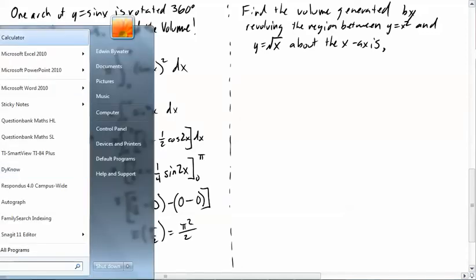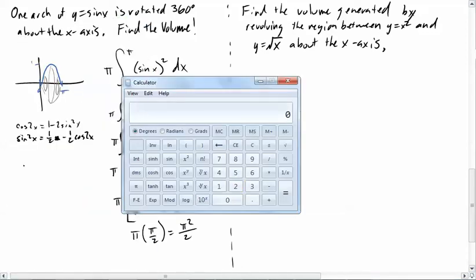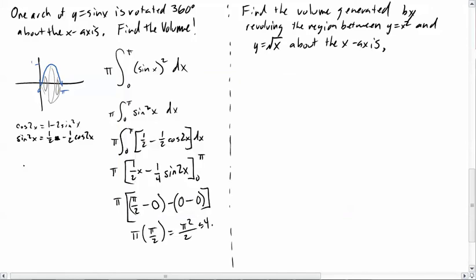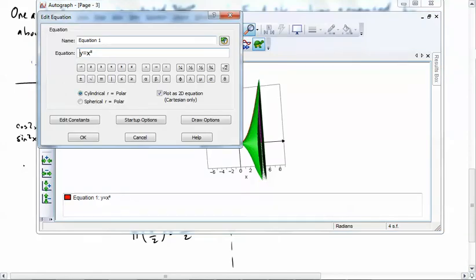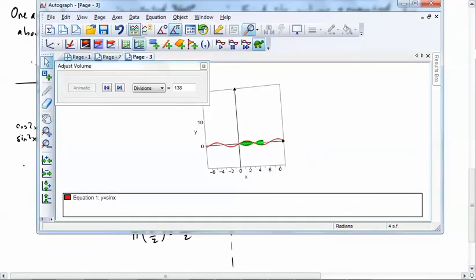Now, if we do that on our calculator, just because I want to check it, we'll go pi squared divided by 2, and I get approximately 4.93. So let's go check it out here. We're going to change our equation to y equals the sine of x, and we'll go from 0 to pi.